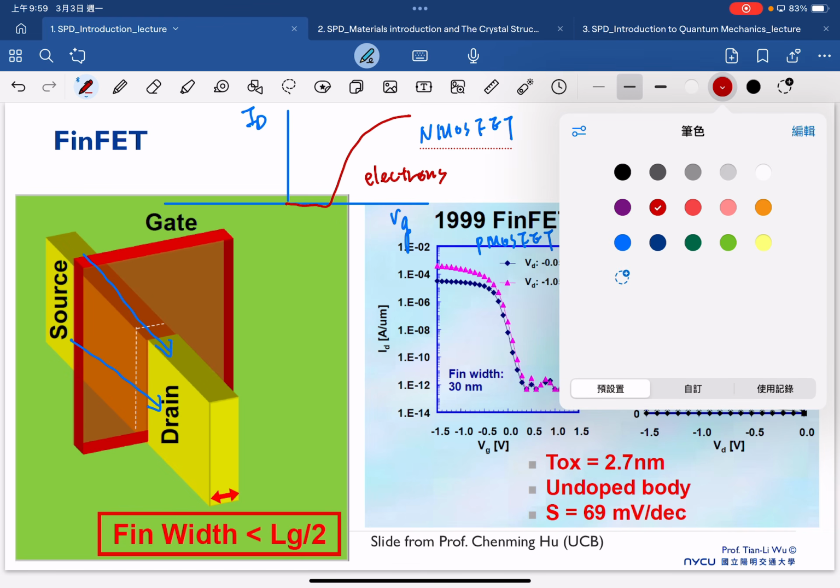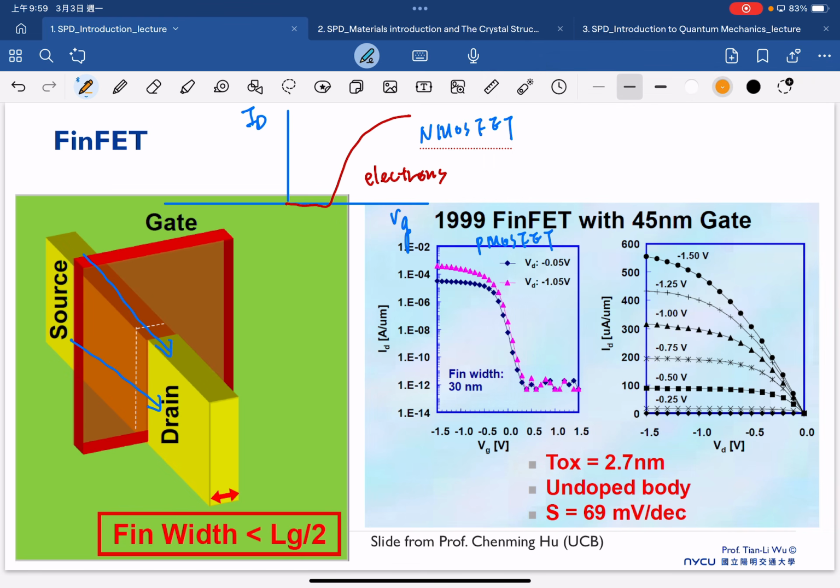Now if we consider the holes, this is a characteristic that happens in the P MOSFET, where we apply a negative gate bias. And once the gate is negative enough, then we start to see the current increase as well. So this is a case for the P MOSFET now.